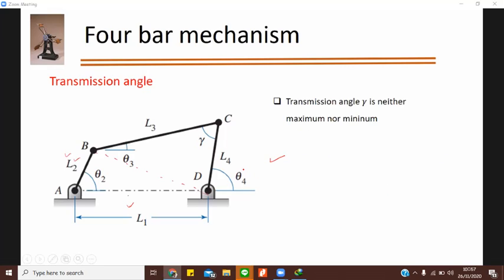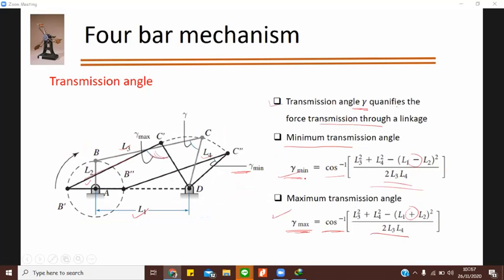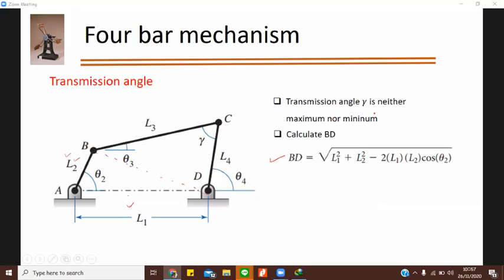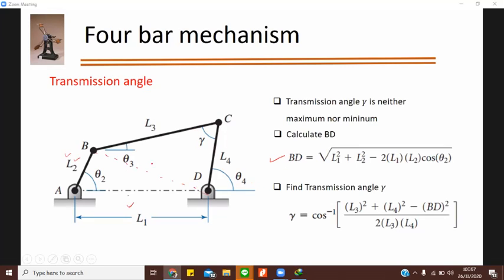So here you are finding the maximum and minimum. But if your transmission angle is neither maximum nor minimum, meaning you want to find something in between, you can find that from there. You will just find the equation of BD, and just by using that equation, you can find gamma. So gamma is nothing but cos inverse of L3 square plus L4 square minus BD square divided by 2 L3 L4.